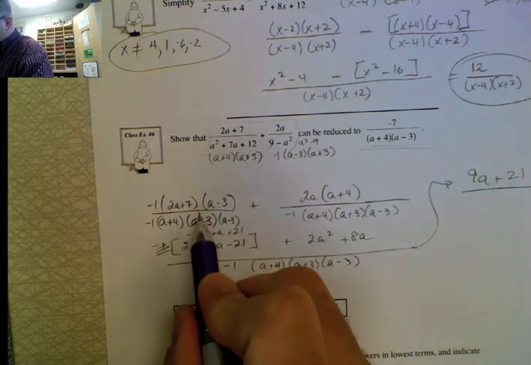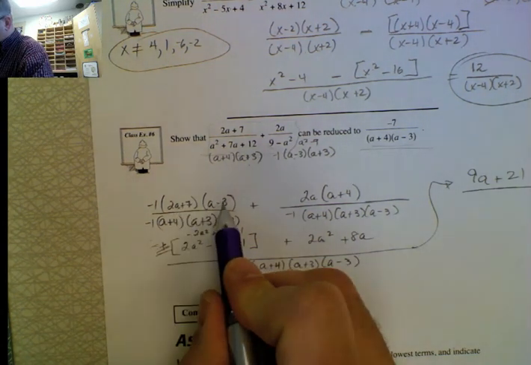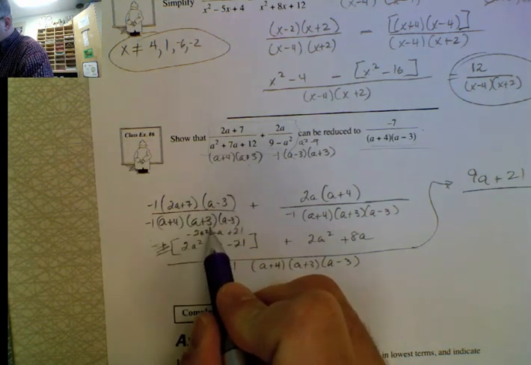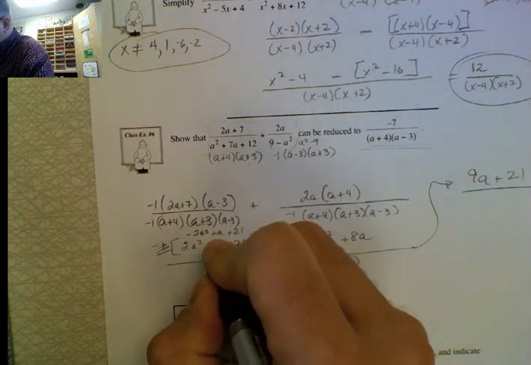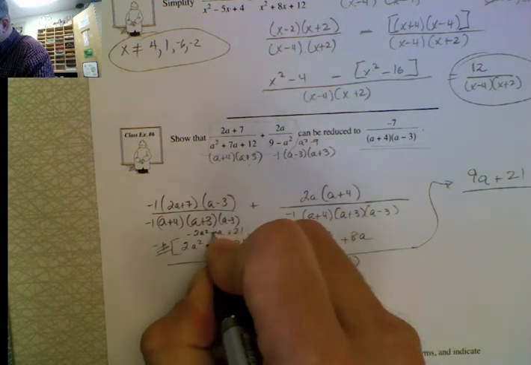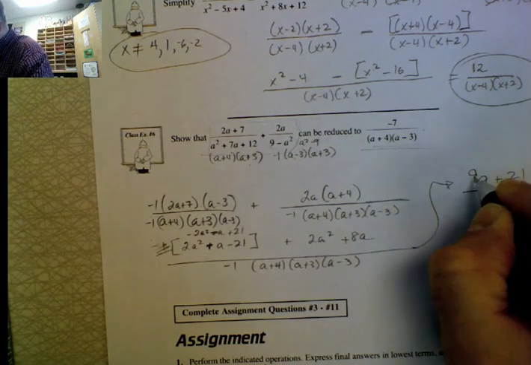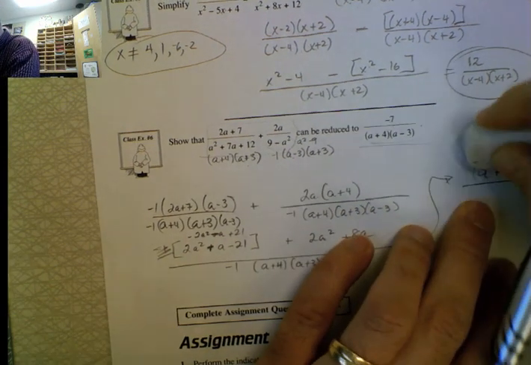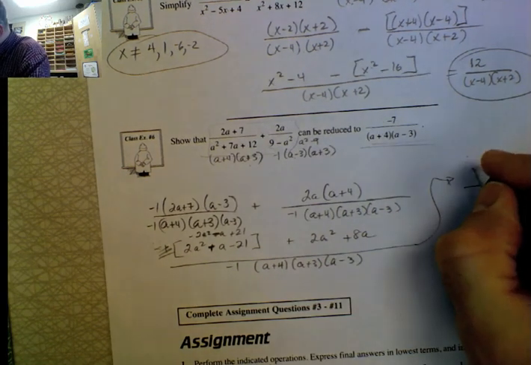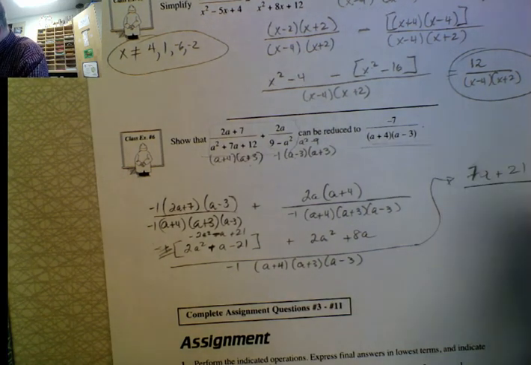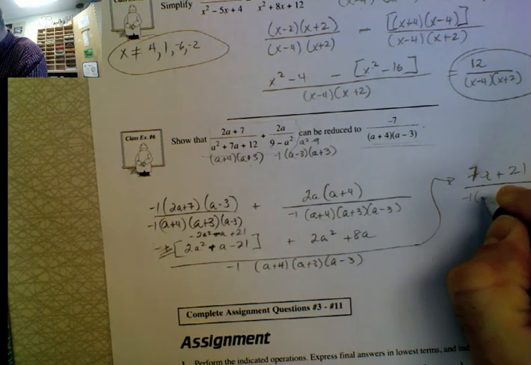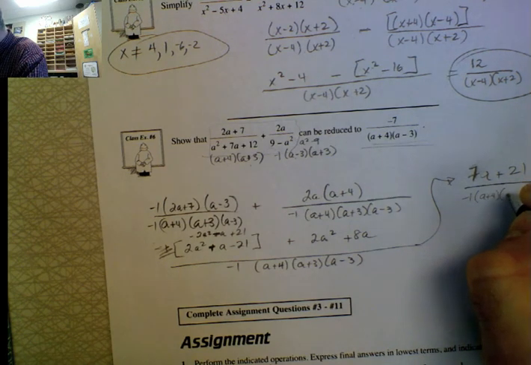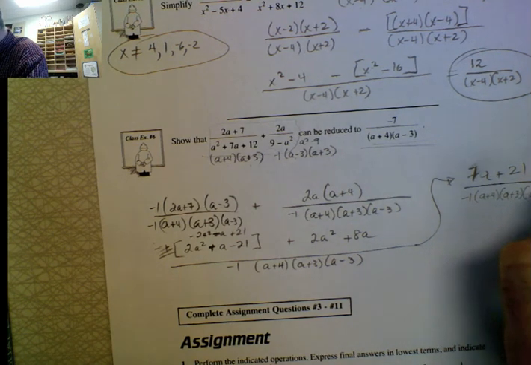So let's just double check some things here. Oh, this should have been plus a to start with here, and so that'll be minus a, which will make this 7. Made a little error there. And we still got negative 1, a plus 4, a plus 3, and a minus 3.